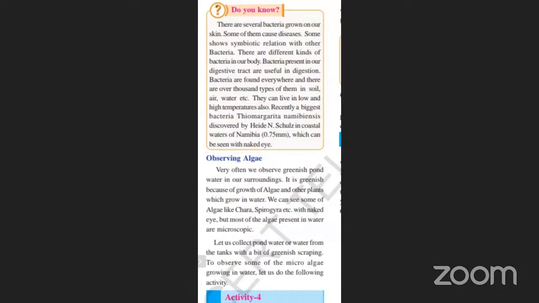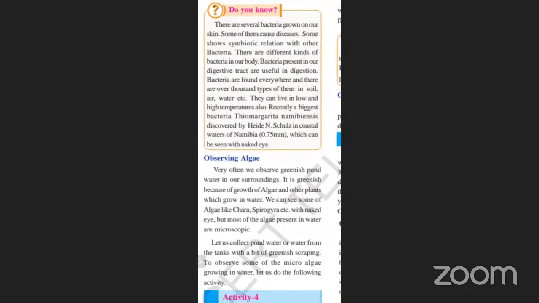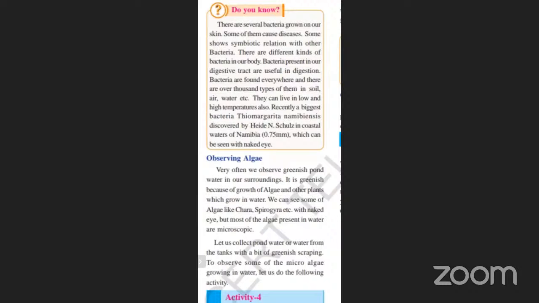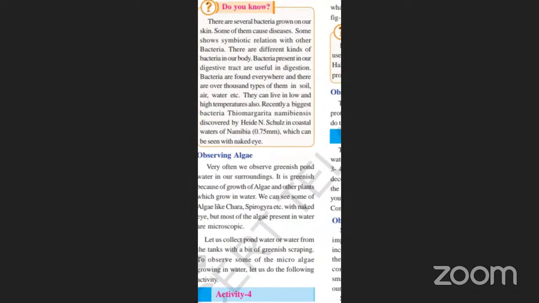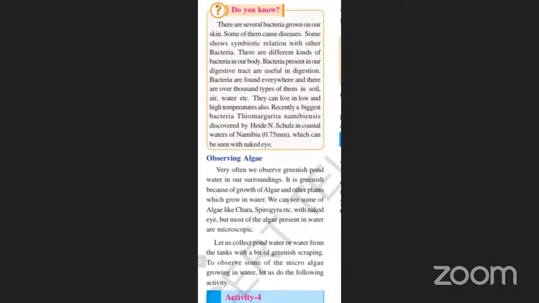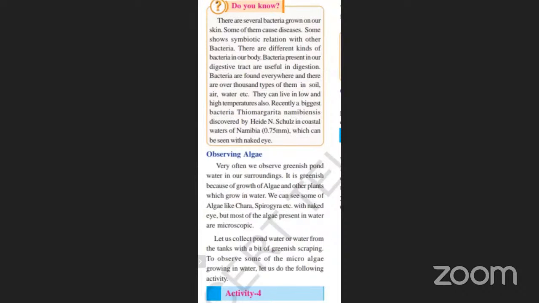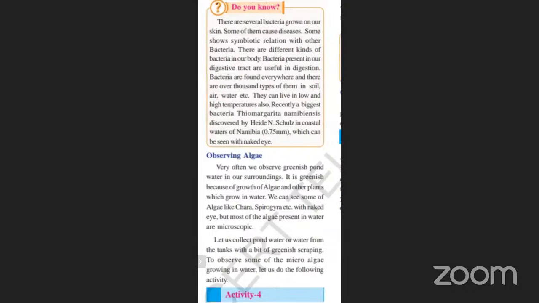Bacteria help in digestion of food material. So this type of helping-together relationship between human and bacteria present in the digestive tract is also one of the symbiotic, biotic relationships, right? So bacteria present in our digestive tract are useful in digestion.